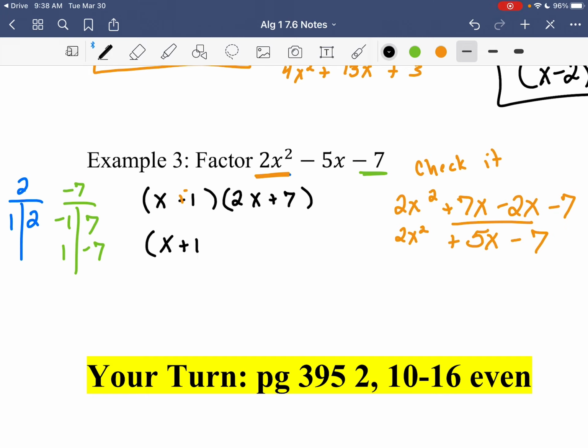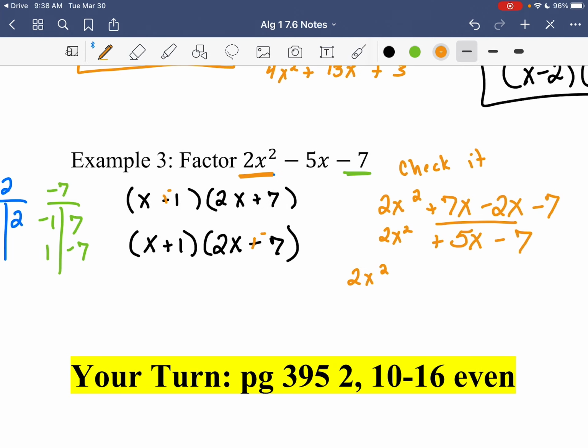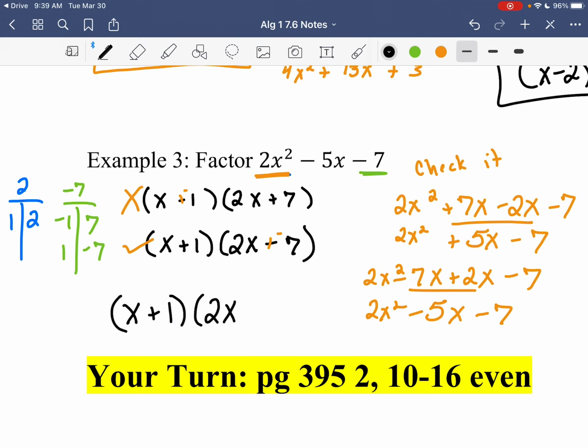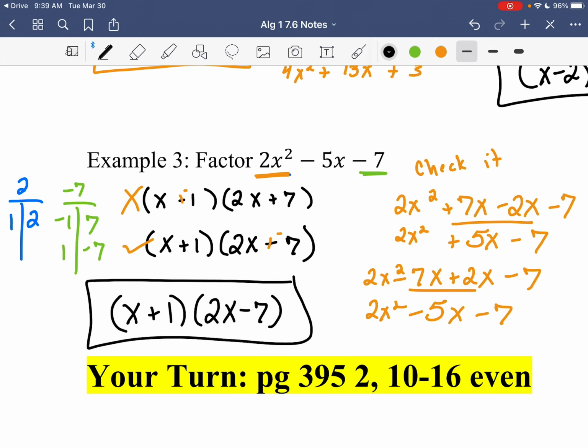So let's do positive 1 and negative 7 and see if that worked. So all I did is switch which one was negative. So let's check it. We've got 2x squared, when I distribute, negative 7x plus 2x minus 7. So 2x squared, these two make a negative 5x. There, we found it. All right, so that one worked, that one didn't. So x plus 1, 2x minus 7. There we go.